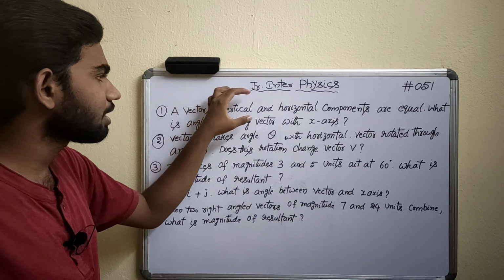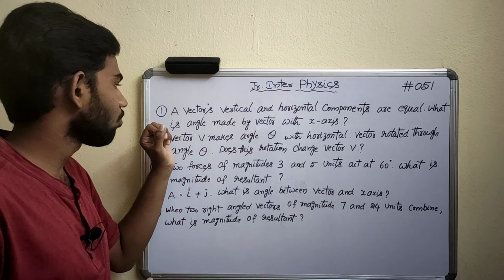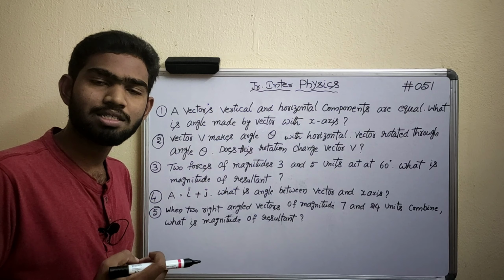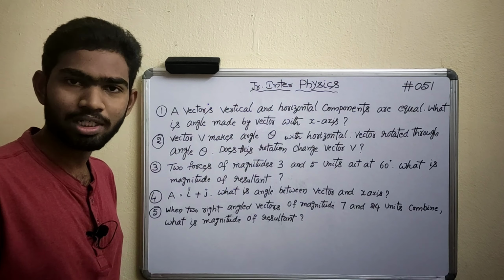A vector's vertical and horizontal components are equal. What is the angle made by the vector with the x-axis? Horizontal component is equal to vertical component is the given question. So this means that the horizontal component, which is F cos theta, is equal to the vertical component, which is F sin theta. The F's get cancelled, and we get cos theta is equal to sin theta.